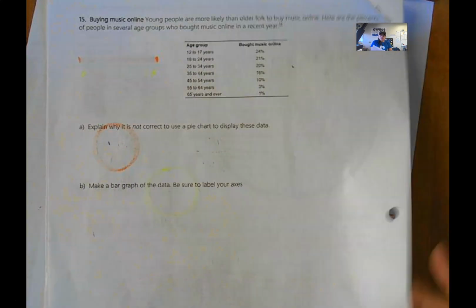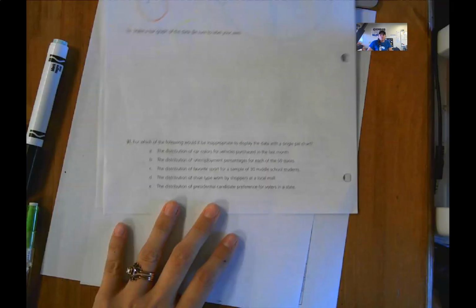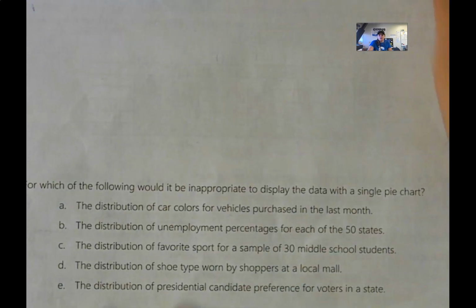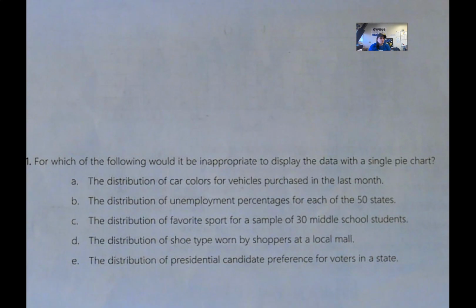Okay, so for which of the following would it be inappropriate to display the data with a single pie chart? Now, this problem is an excellent problem to determine whether or not you can identify what the whole would be for each set of data. So A, the distribution of car colors for vehicles purchased in the last month. Yes, you could use a pie chart. Your whole is all of the cars sold in the last month.